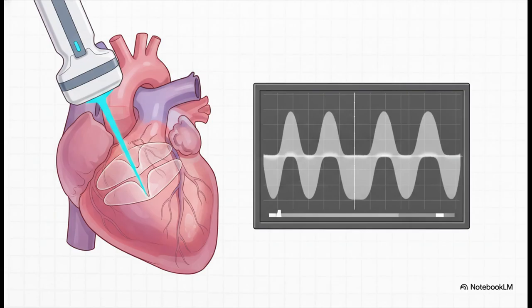And then we have M mode, motion mode. Imagine taking just one single vertical line of that 2D image and continuously scrolling it horizontally across a screen over time. What you end up with is a highly dynamic record of moving echoes. If you run M mode right through a beating heart, you can visually track the exact precise opening and closing of a heart valve. Or you can beautifully document the exact rhythm of a fetal heartbeat. It is an incredibly powerful way to capture motion in real time.